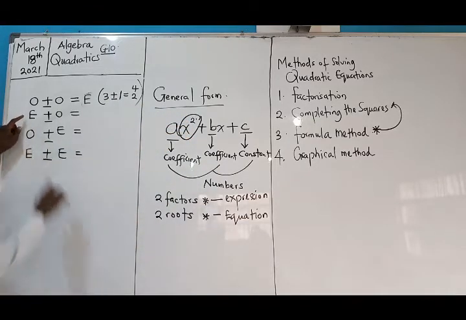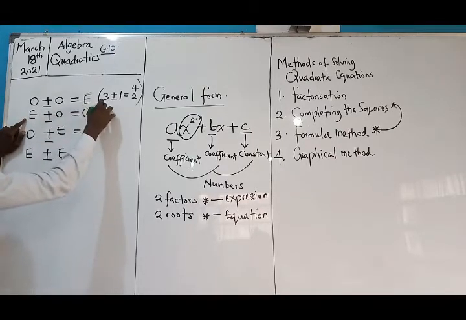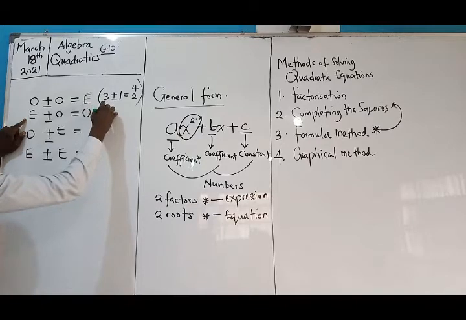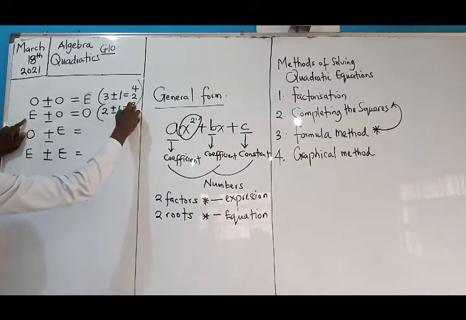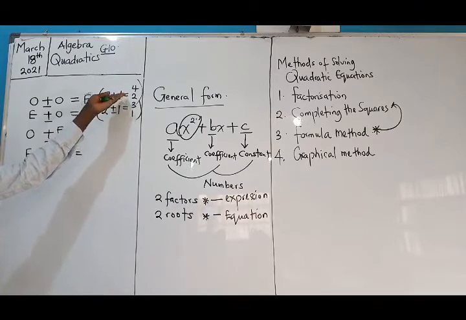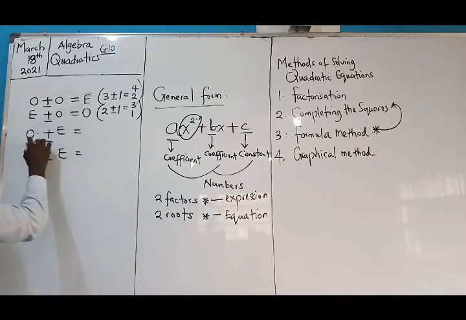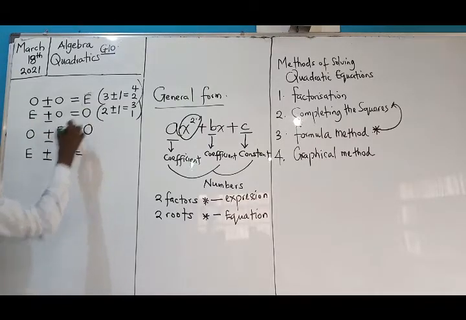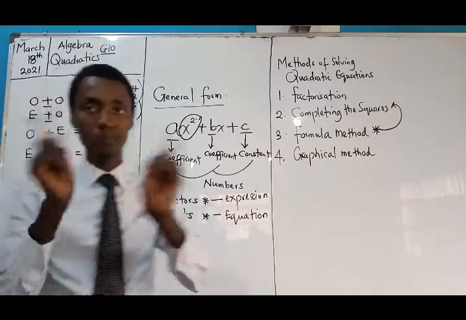Now, if you have even and odd in any order, you're going to get odd. We'll take another example. If I have 2 plus or minus 1, what I'll likely get will be 3, or I'll get what? 1. Take note of the conclusions. We call it the example approach. We write the conclusion and we use an example to validate what we are talking about. Now, odd plus or minus even, will still give you odd. The order of arrangement does not affect the outcome.